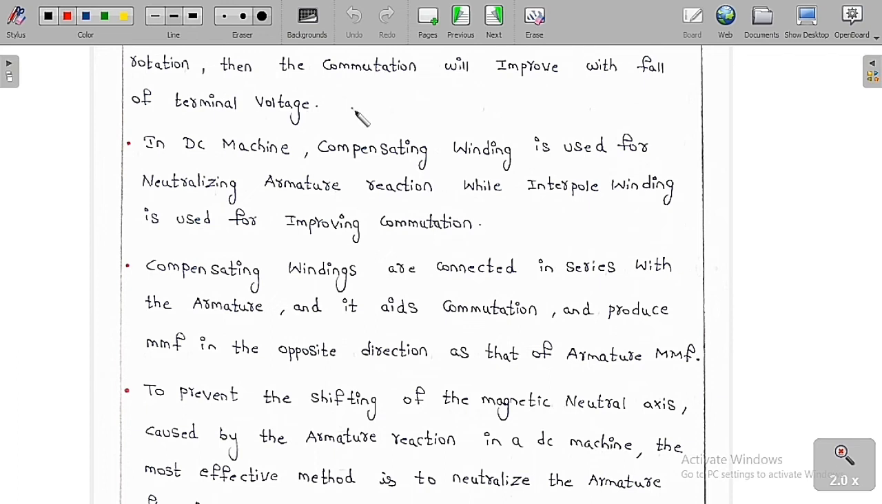So therefore, in this new case, we can say commutation will degrade with an increase in terminal voltage. But if you shift in the same direction as the rotation of the generator, the commutation will improve with a fall of terminal voltage.